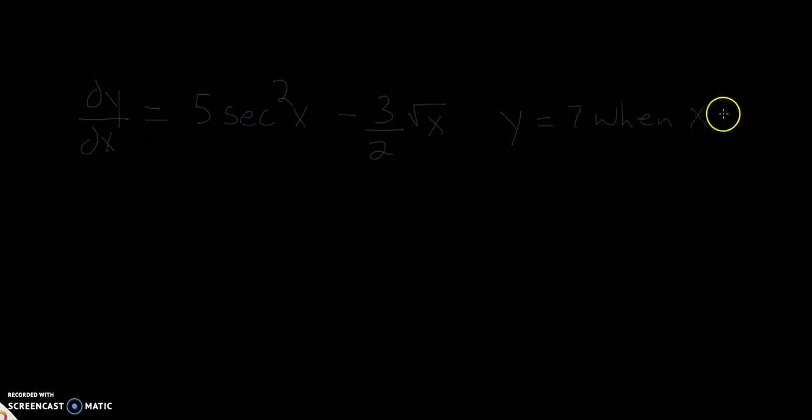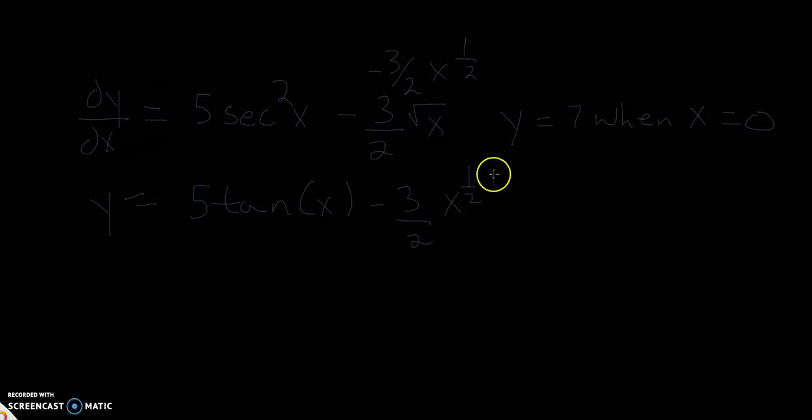So here's another function. dy over dx equals 5 secant squared x minus 3/2 root x, and y equals 7 when x equals 0. The antiderivative of dy over dx is y. The antiderivative of 5 secant squared x is 5 tan x. Now this might be easier if we write it as negative 3/2 x to the 1/2. When we add 1, we get 3/2, and then we have to divide by 3/2. But remember, when you divide, you actually multiply by the reciprocal, plus c.